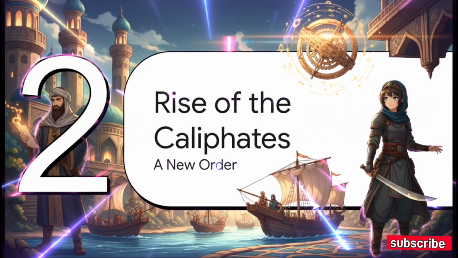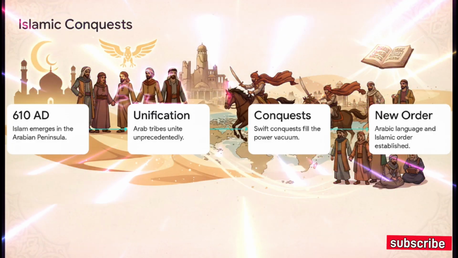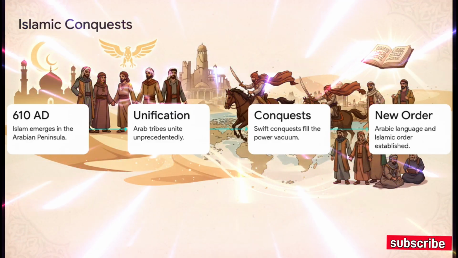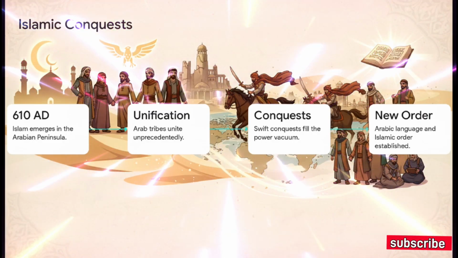Part 2. Rise of the Caliphates. Now let's slow down for a second, because in the 7th century, humanity hits a massive historical inflection point. Right into that exhausted vacuum left by the Byzantines and Sasanians stepped a revolutionary new force. In 610 AD, Islam emerges in the Arabian Peninsula with the Prophet Muhammad. This unprecedentedly unites the Arab tribes. Following his death, swift military conquests just sweep in to fill the void. Within barely 2 decades, Muslim forces took Syria, Egypt, and entirely dismantled the Sasanian state. This wasn't just a simple military victory, it was a total civilizational replacement. Arabic completely supplanted Greek and Persian as the language of administration, locking in a brand new Islamic imperial order.